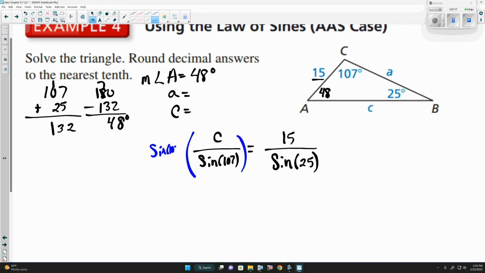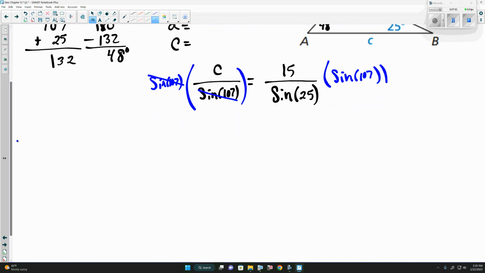Because C over sine of 107, if I multiply it by sine of 107, they will cancel. Over here we need to multiply it by sine of 107, because if I do it to one side, we have to do it to the other. So that will leave us with side length C is equal to 15 times sine of 107 over sine of 25.